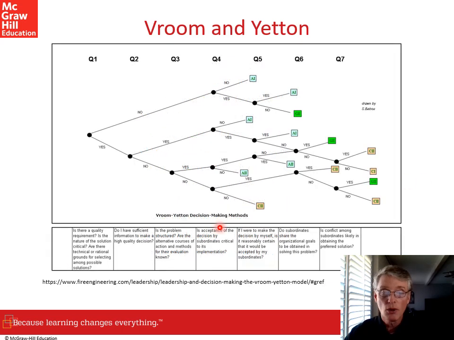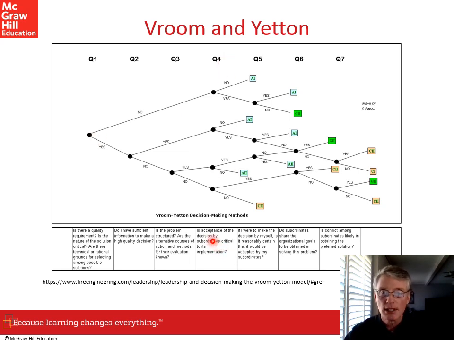And then what you do is you combine it into this tree. And so there are different dimensions, and I'll explain it. There are different questions, and these are the questions down here. So it said quality and acceptance. So the first question would be, is there a quality requirement? If there is a quality requirement, then you're probably going to want to involve more people in it. If it's not, then you can kind of decide by yourself.